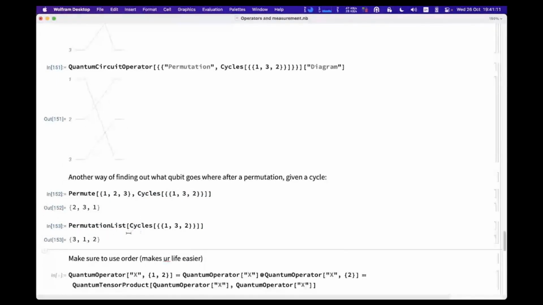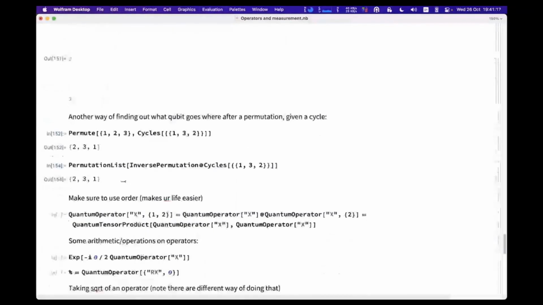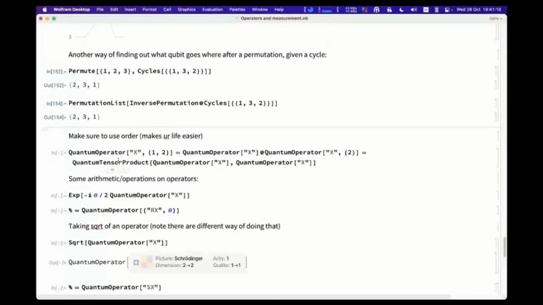We discussed permutation, which can sometimes be confusing, but there are lots of other functionalities in the Wolfram Language that you can use to better understand permutation. I usually use the circuit diagram, but you can use others. And remember, the cycles can be very fancy. Here we are just giving a list of qubits. You can give a list of lists, so it can be very complicated.